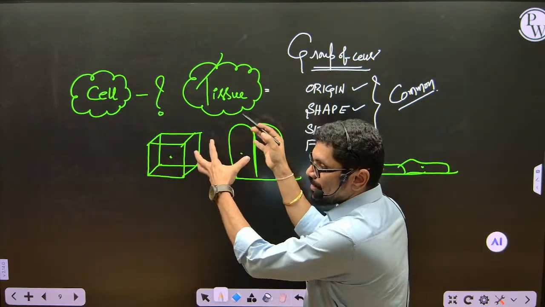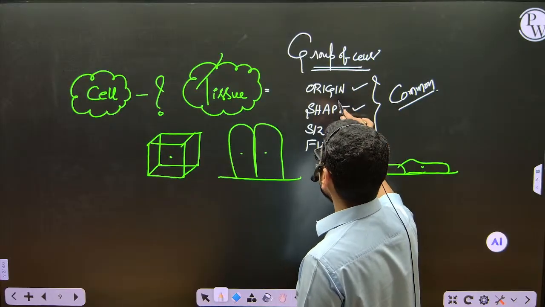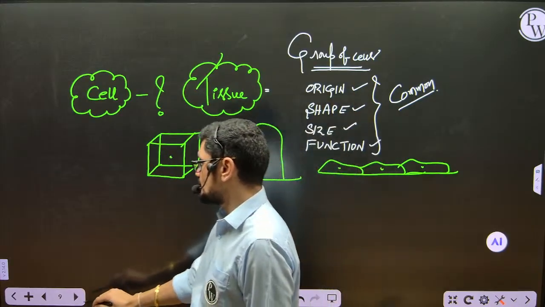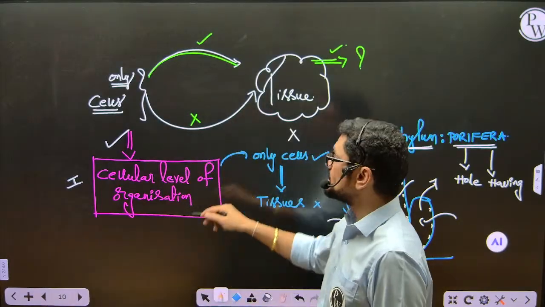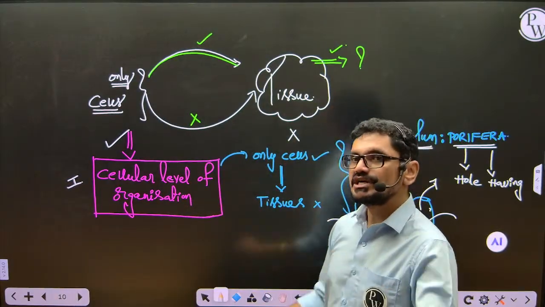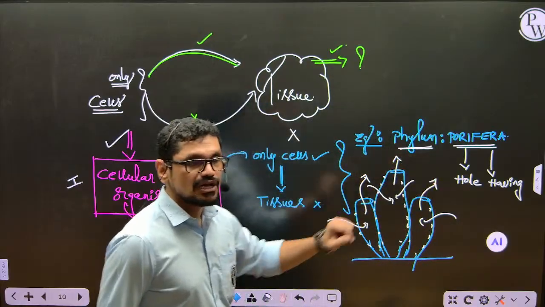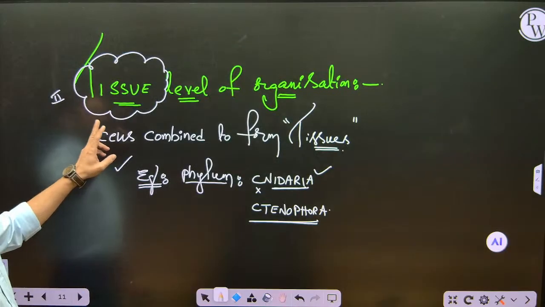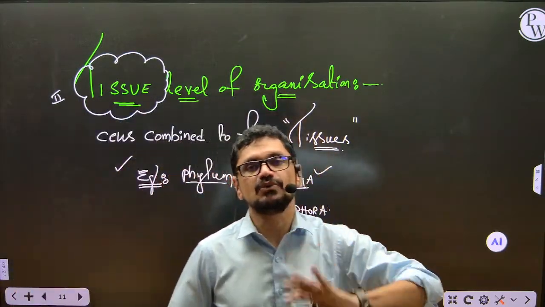Cells won't combine to form tissue. What is tissue? A group of cells having common origin, shape, size, and function. If only cells are present, it is cellular level of organization. If tissues are also present, it is tissue level of organization. Cellular level of organization, example, Porifera. Tissue level of organization, example, Cnidaria and Ctenophora. That's what we discussed today.